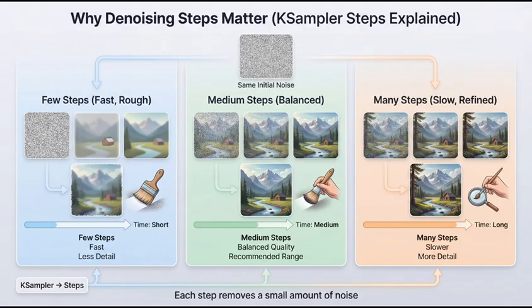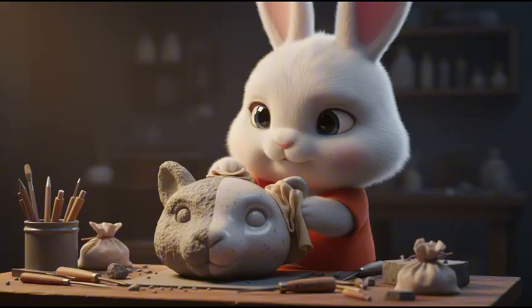More steps means slower generation and more refinement. Fewer steps means faster generation and less refinement. There is always a balance between speed and quality. You can think of steps like polishing an object. More polishing gives a smoother result. Less polishing is faster but rougher.